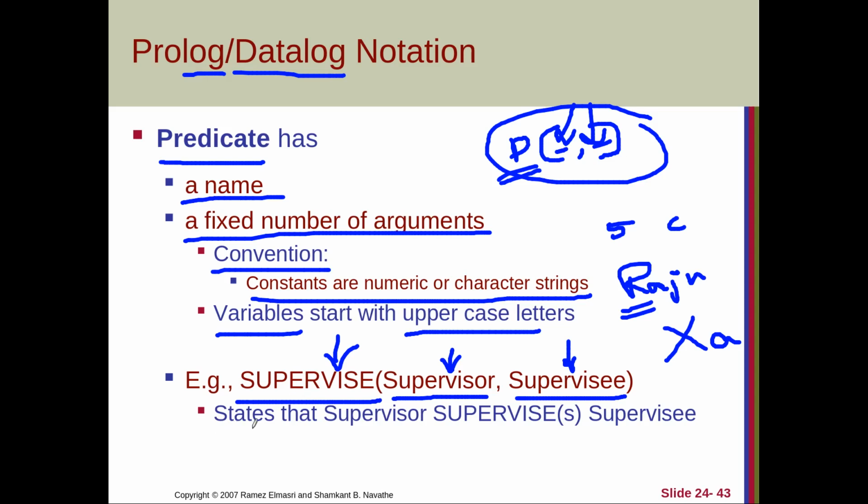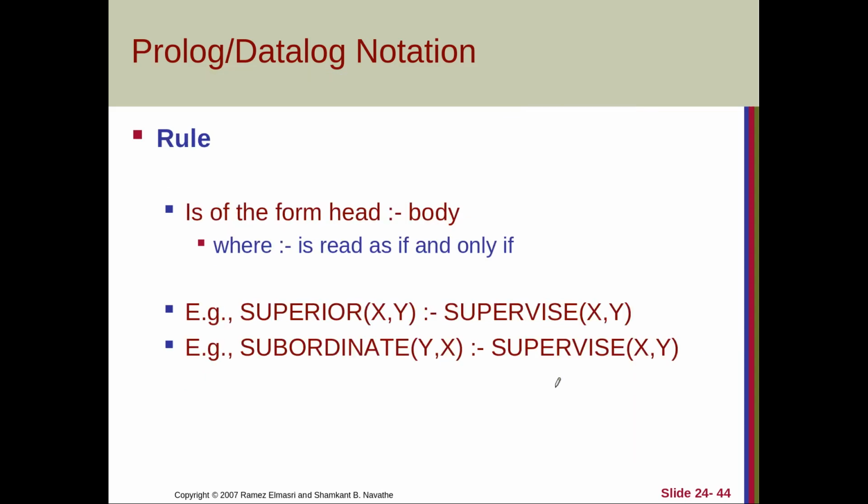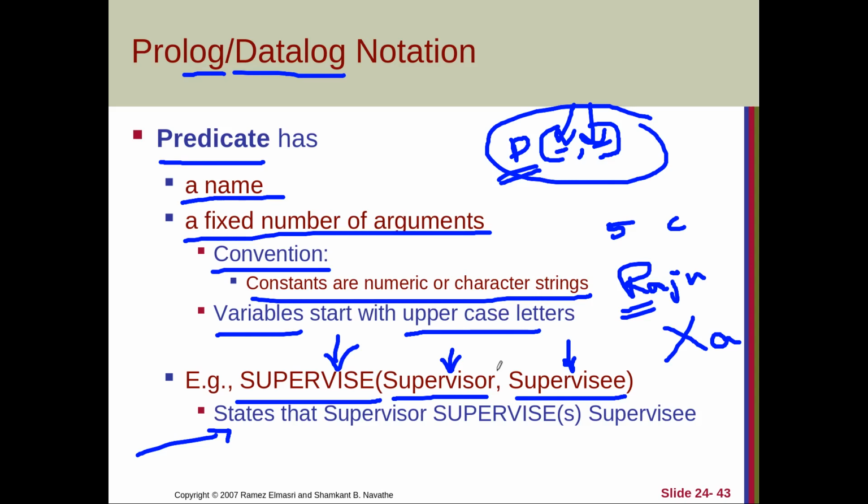The meaning is: supervisor supervises supervisee. So the first argument is related to the second argument. How? The first argument supervises the second argument. That is the way of representing a predicate in Prolog or Datalog language. I hope it is clear. Supervisor supervises supervisee. So this was the representation of a predicate.